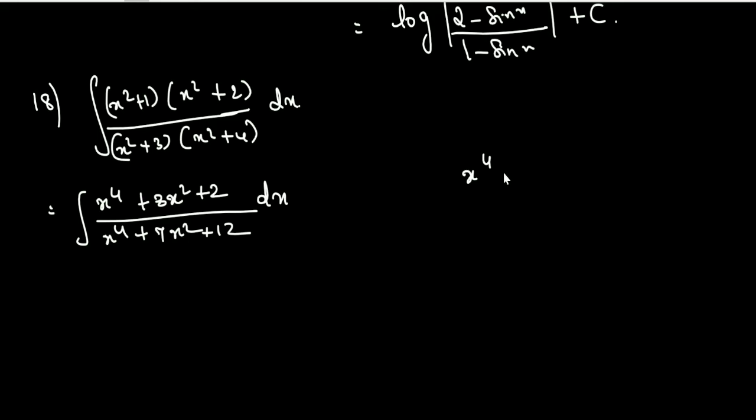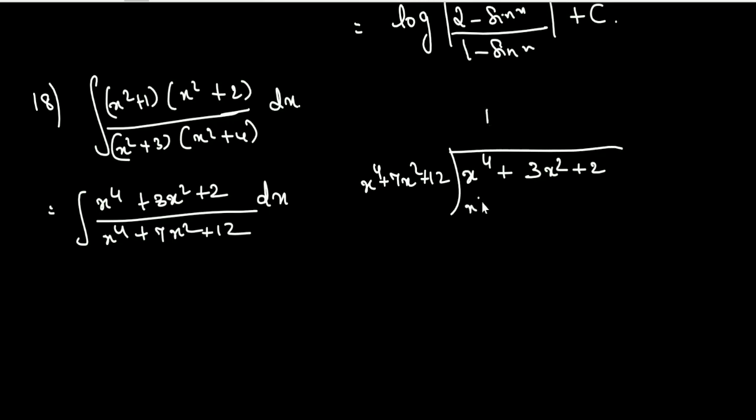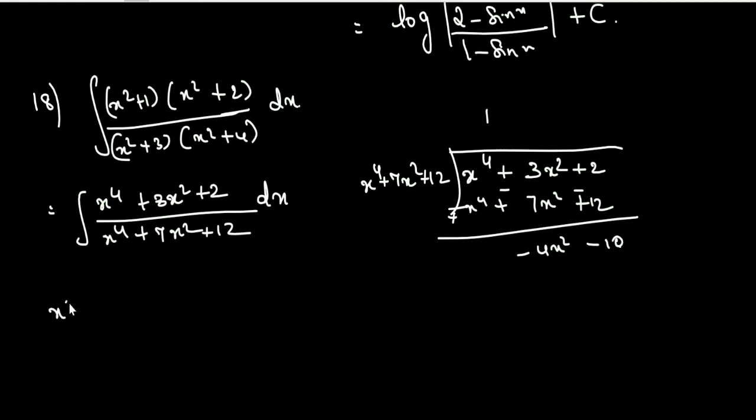So divide normally. X power 4 plus 3x square plus 2 divided by x power 4 plus 7x square plus 12. So this is 1. So we have x power 4 plus 7x square plus 12. So when you change the sign, you get minus 4x square minus 10. So you can write this as x power 4 plus 3x square plus 2 divided by x power 4 plus 7x square plus 12.